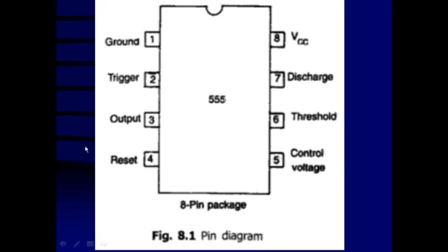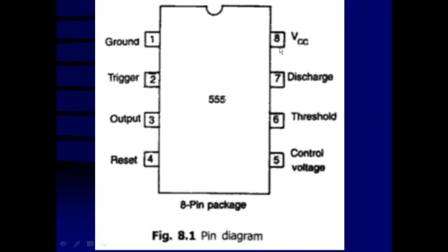Now, this is the pin diagram of the 8 pin IC. From the top side, this is the notch, and on the left side from the bottom, you can see that this is pin number 1, which is called ground. So all the voltages are generally measured with respect to this ground terminal or reference terminal. The negative terminal of the power supply should be connected to the ground, as a reference level.